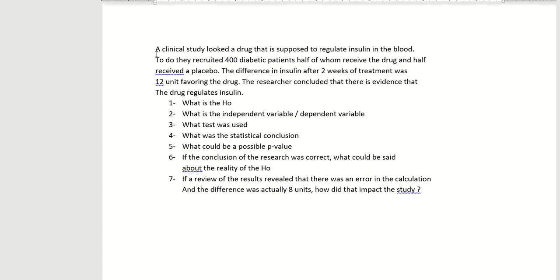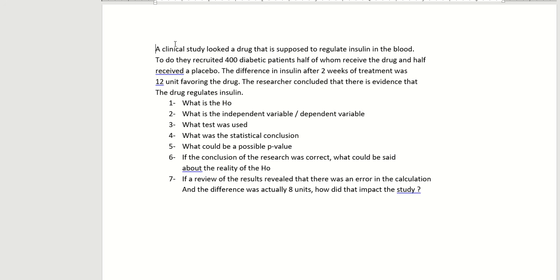It reads, a clinical study looked at a drug that is supposed to regulate insulin in the blood. To do the study, there is a verb missing here, maybe to investigate, they recruited 400 diabetic patients, half of whom received the drug and half received the placebo. The difference in insulin after 2 weeks of treatment was 12 units favoring the drug. The researcher concluded that there is evidence that the drug regulates insulin.